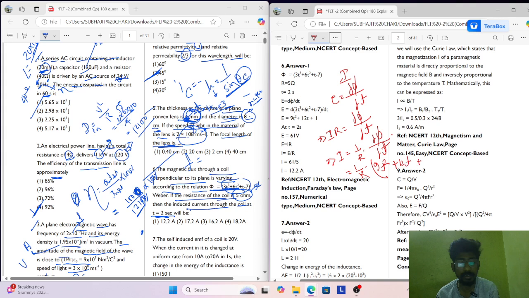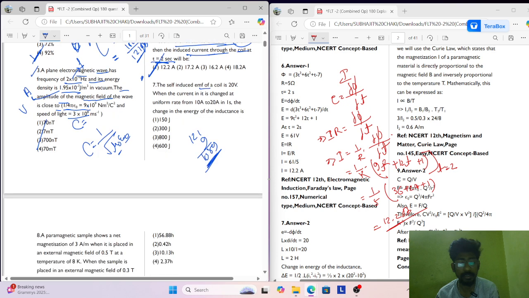12t plus 1. Now t equals 2, this you have to calculate. 1 by R is equal to 1 by 5. So this will be equal to 4 3s are 36 plus 24 plus 1. 60 plus 1, 61. 61 divided by 5 means 12.2 ampere will be our answer.